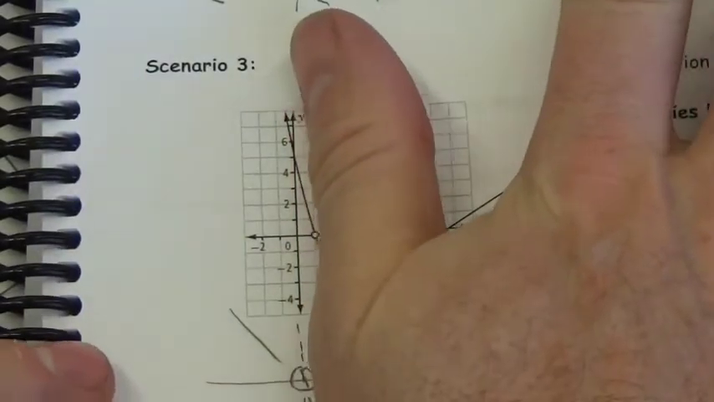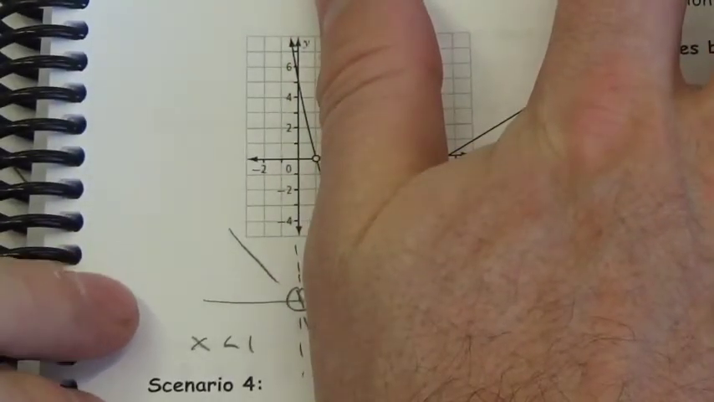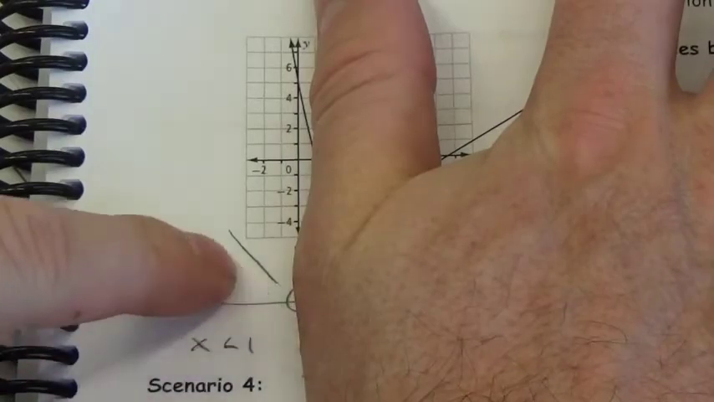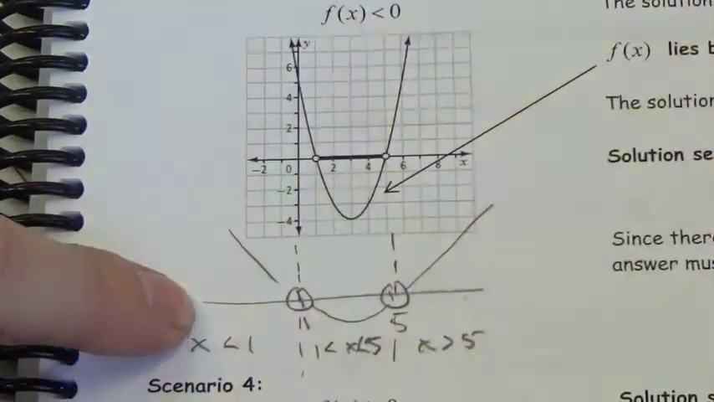So let's look to the left of that first intercept. Is y less than 0? Are the y values of this line below this line right here? No.